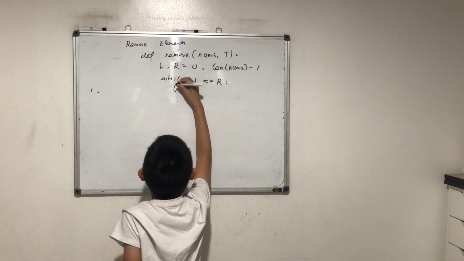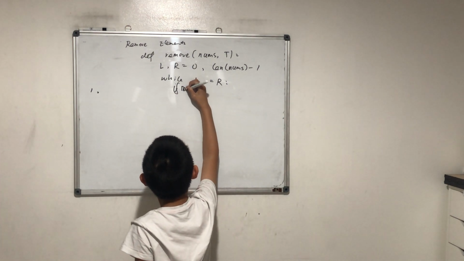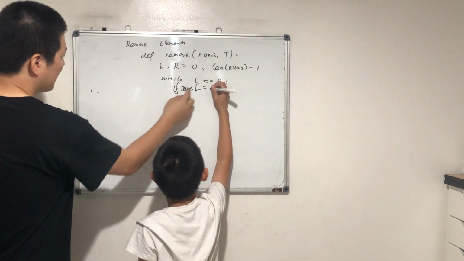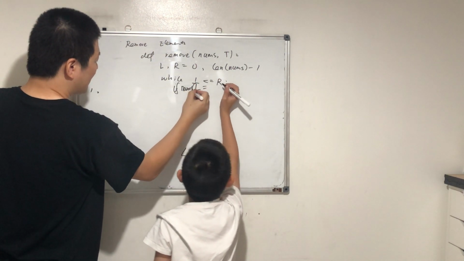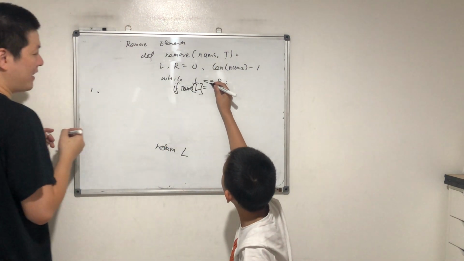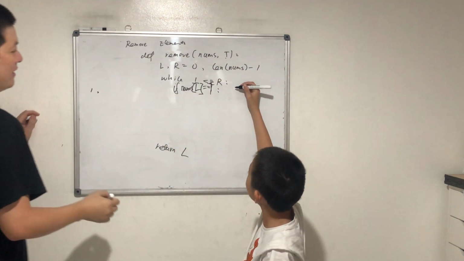Eric, do you want to help Didi? If nums[L], pointer L equals R, equals target. If it equals target, right? What happens?